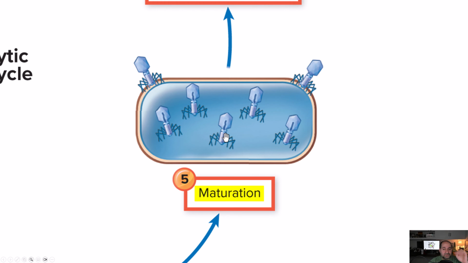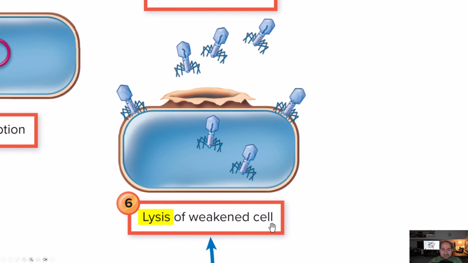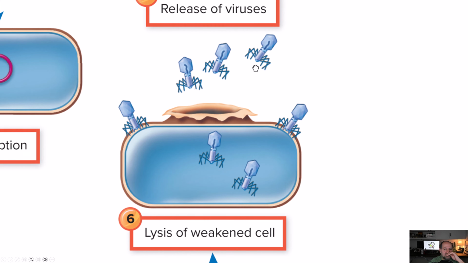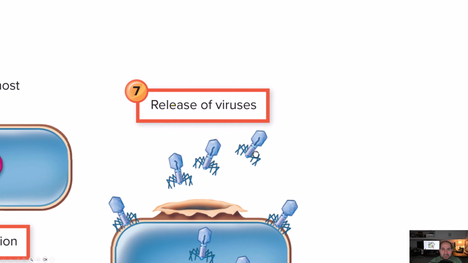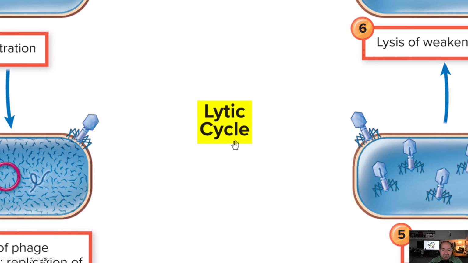These virion are finalized, and remember, packaged inside of the icosahedral head is the double-strand DNA genome. Finally, lysis of the weakened cell. The E. coli will lyse open, releasing the virion, naked virion in this case, because there was no membrane stolen from the host through exocytosis. This is an example of a cell lysis resulting in naked virion being released so that they can hunt down and infect new host cells. Again, this is known as the lytic cycle of a bacteriophage.